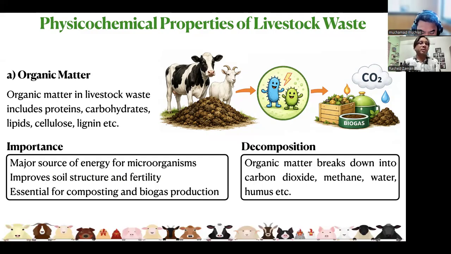Now, the importance of organic matter. These are the major source of energy for the microorganisms, because they supply the main nutrition to the microorganisms for their activities and their growth. It improves soil structure and fertility. It means decomposed organic matter helps make the soil more porous, nutrient rich, and suitable for plant growth. And it is essential for composting and biogas production.